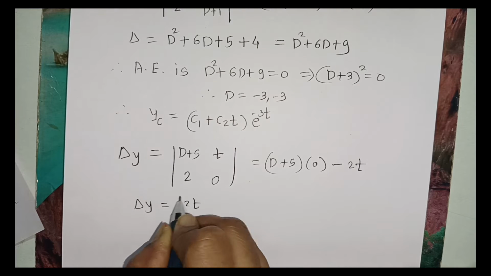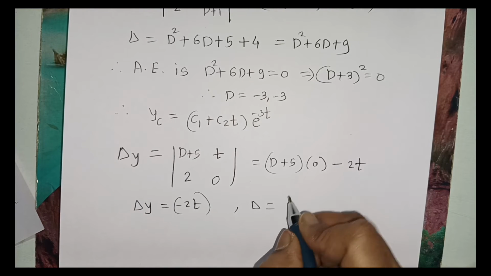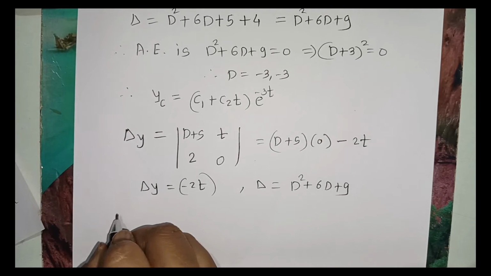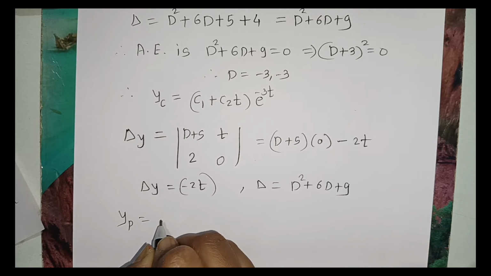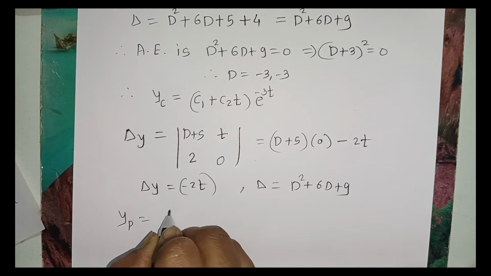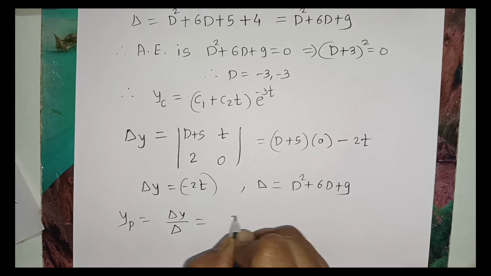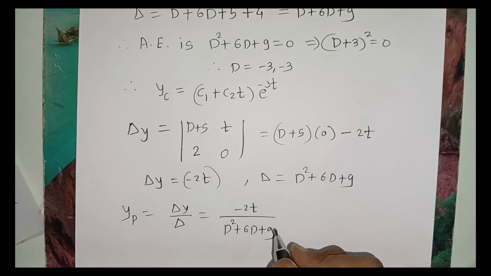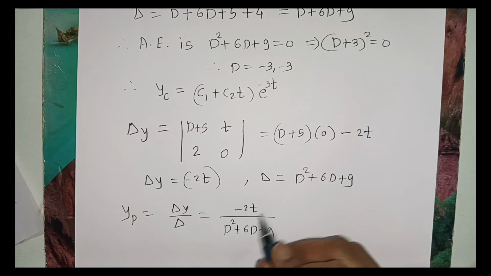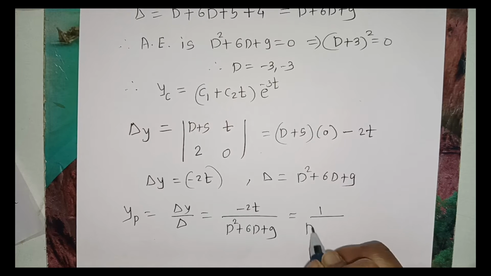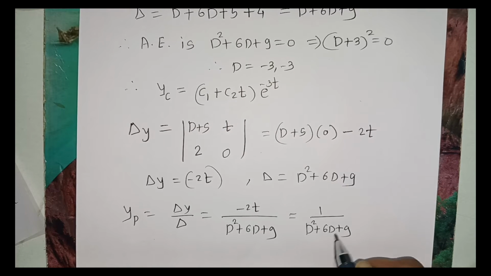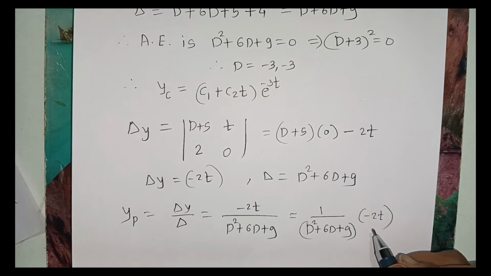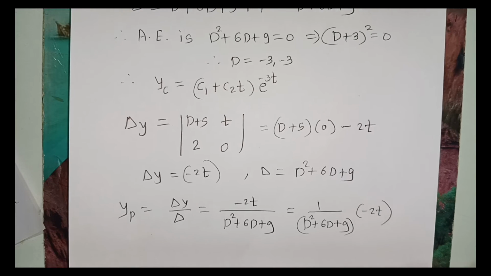Now what is your del? Del is equal to D square plus 6D plus 9. So in general, yp is equal to del y by del, that is minus 2t by D square plus 6D plus 9. So this is similar to an inverse differential operator operating on a function. So it can be written as 1 upon D square plus 6D plus 9 operating on minus 2t. So you have to use the basic polynomial case of the shortcut to find the answer.